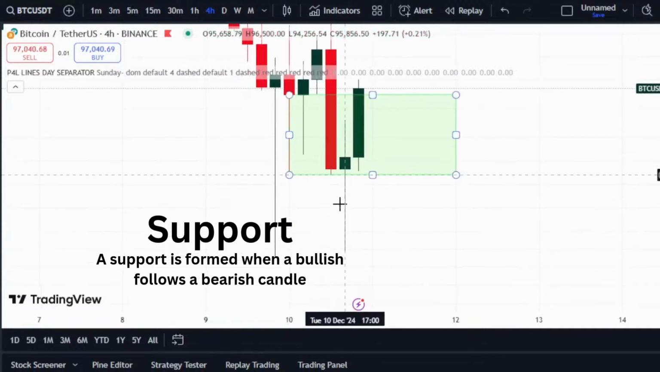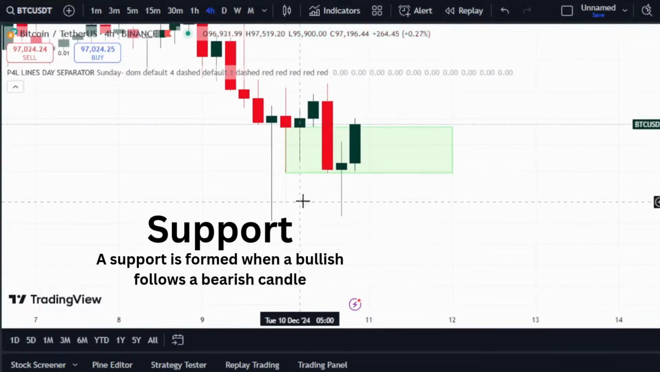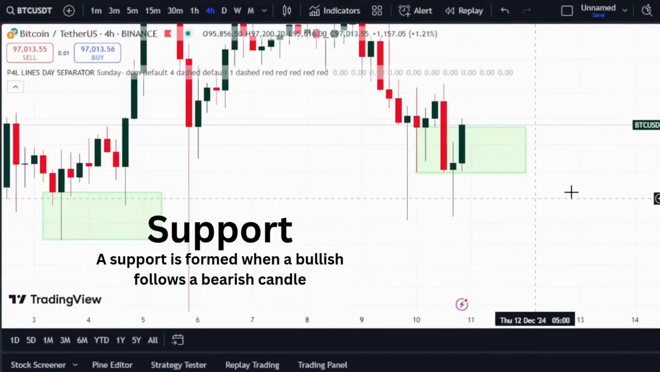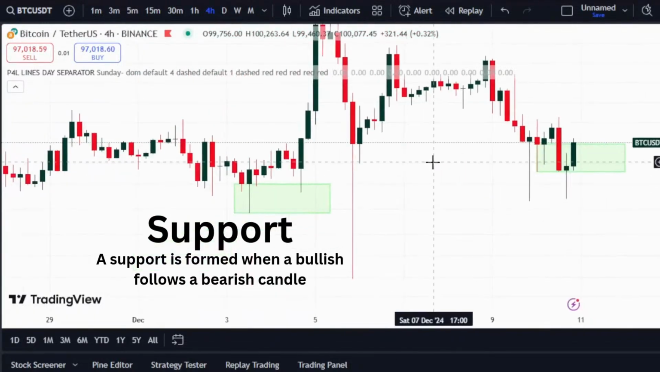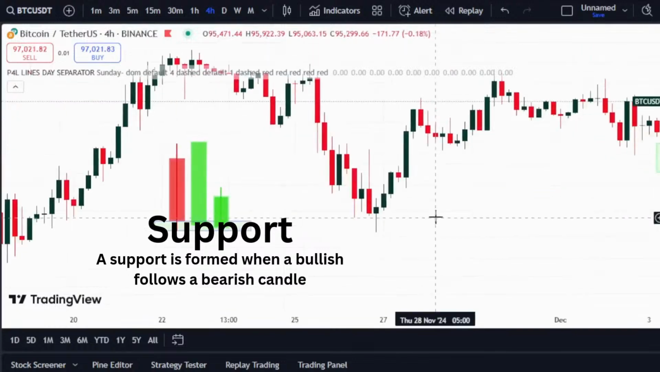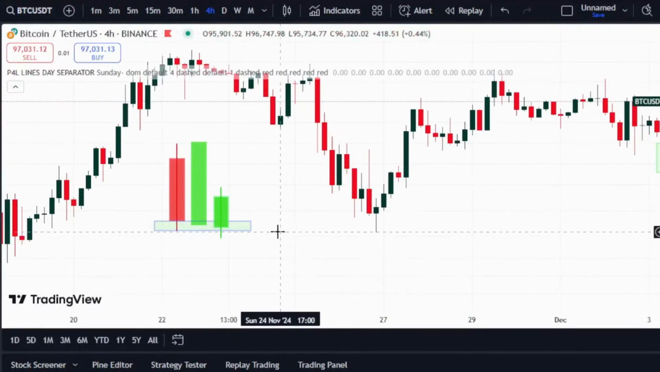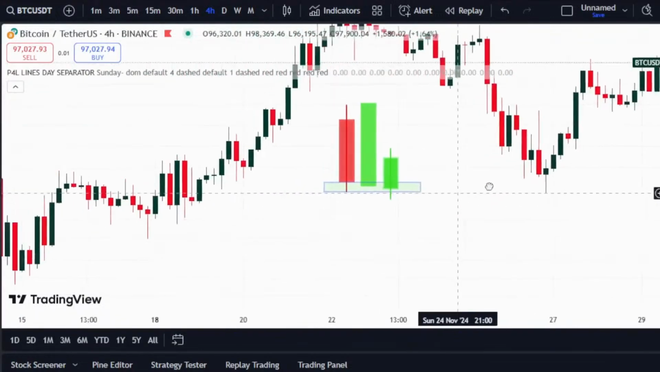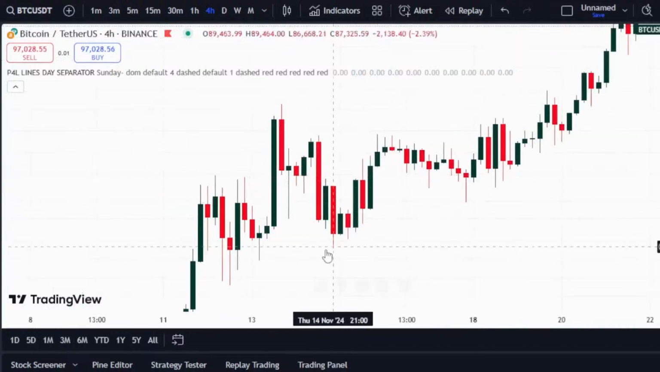Then price makes pushes and all of that. And of course, we see what price is doing here. So this is how support is formed. Support is formed when a bull candle follows immediately after the bear candle. So you can see now, okay, let's look at some more examples.